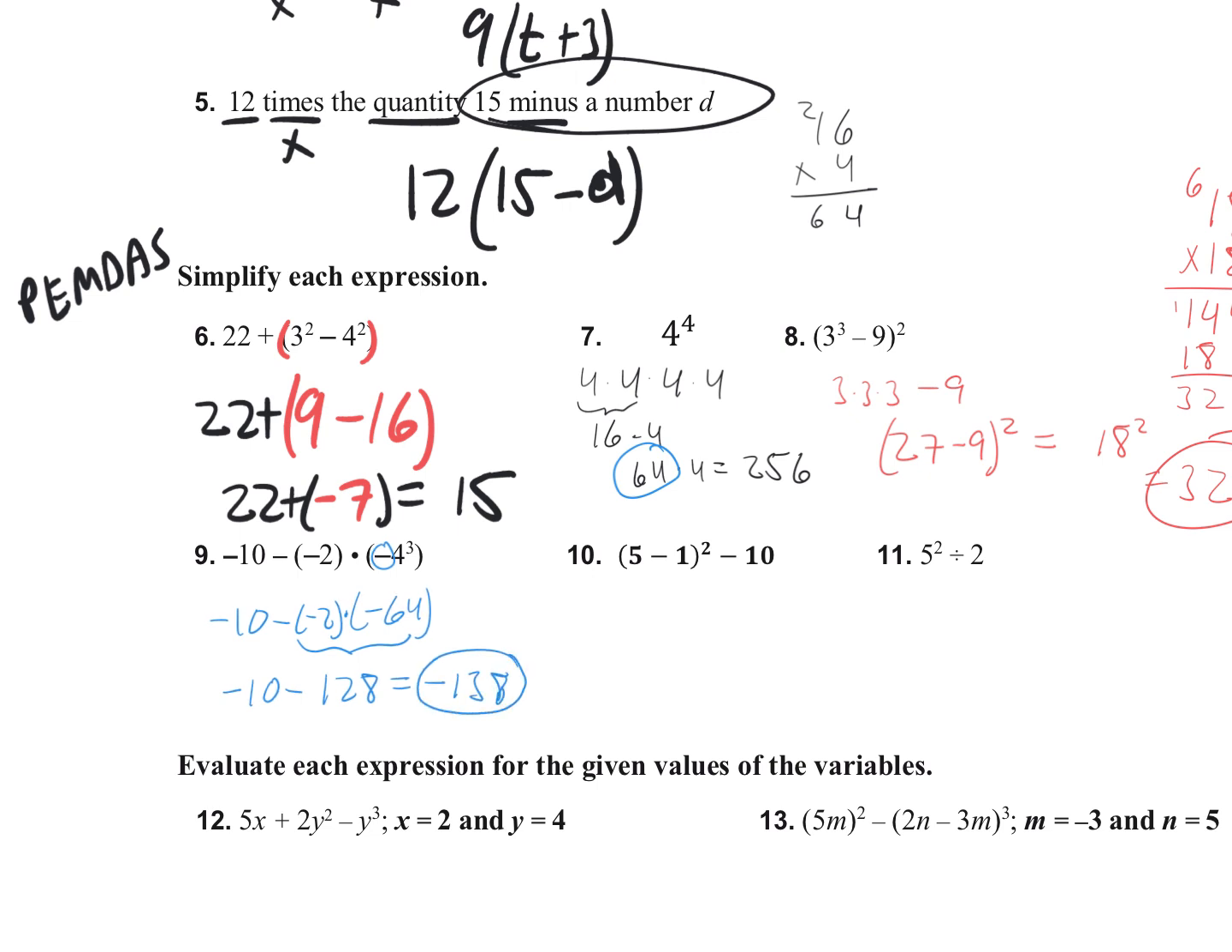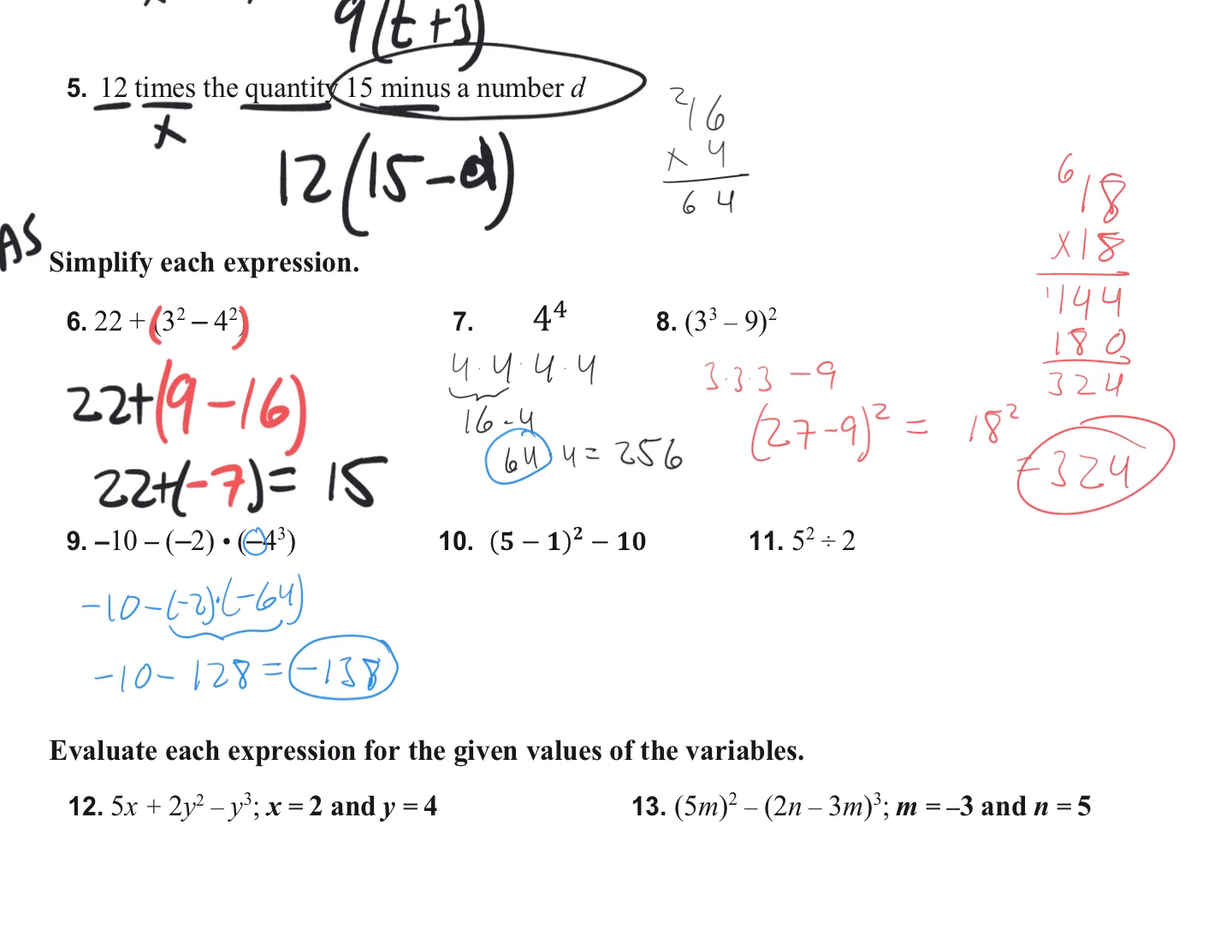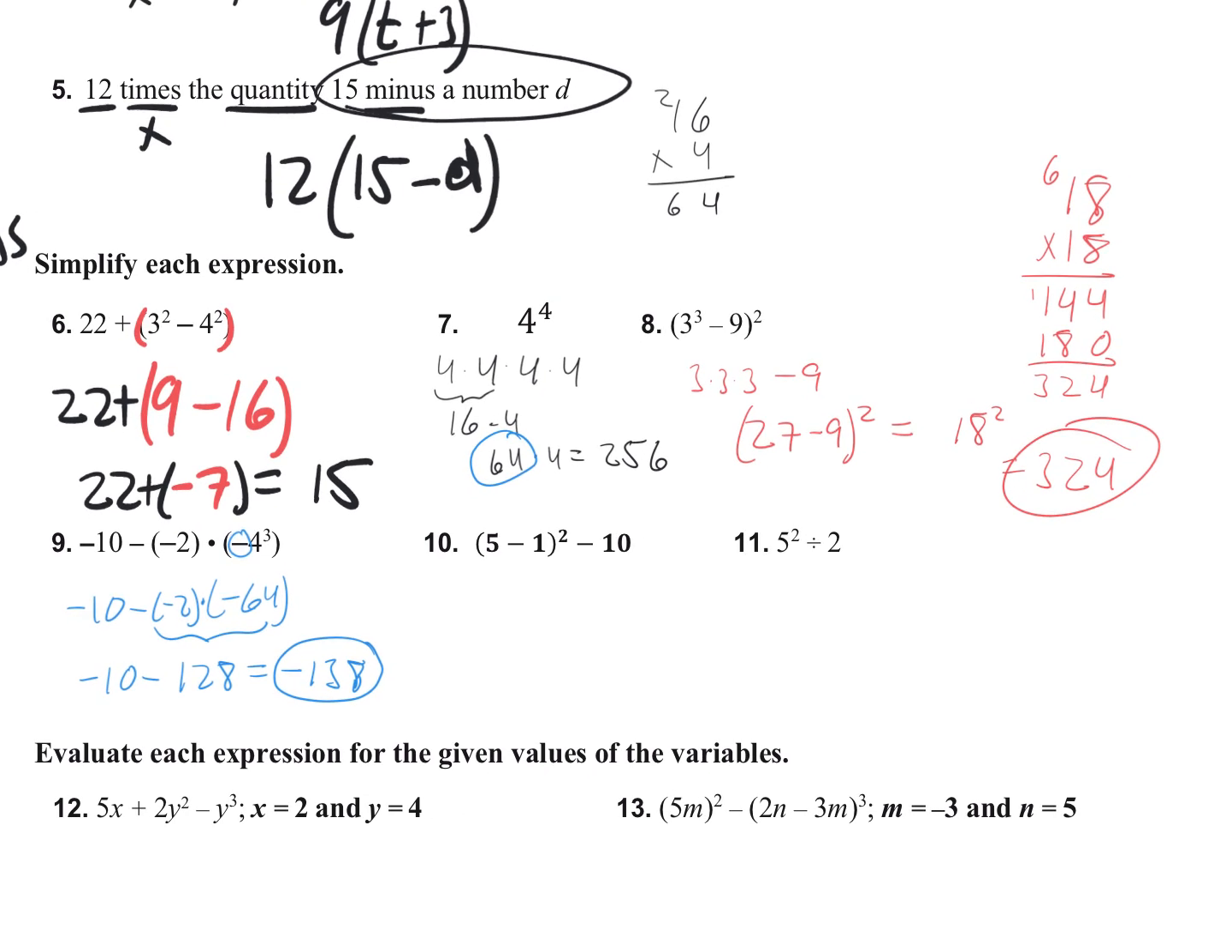All right. Same thing with number 10. All right, 5 minus 1 to the second power minus 10. All right, parentheses first. Inside of our parentheses, 5 minus 1, we get 4. All right, to the second power minus 10. 4 to the second power is 16 minus 10 is going to get you 6.